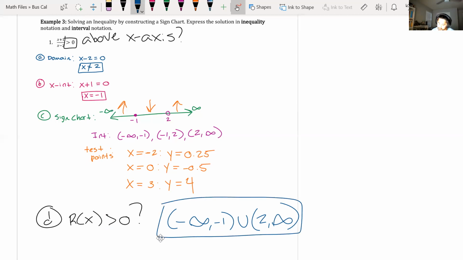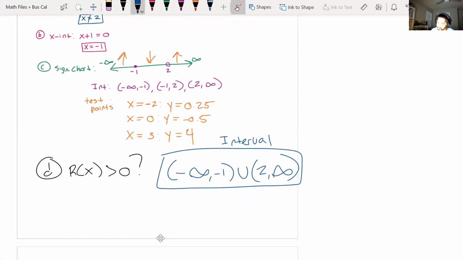So this is considered your interval notation. And I'm not sure if it's going to take the union. It might just take a comma to separate them. I guess when you get to that part of my math lab, I'm trying to remember all the problems from last semester.